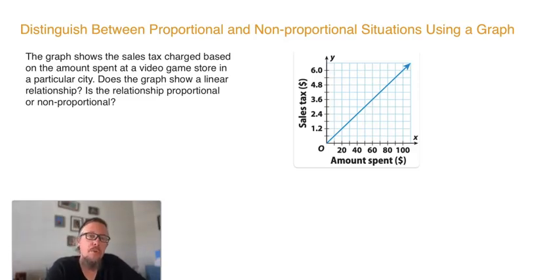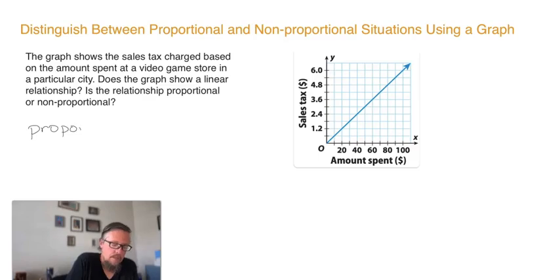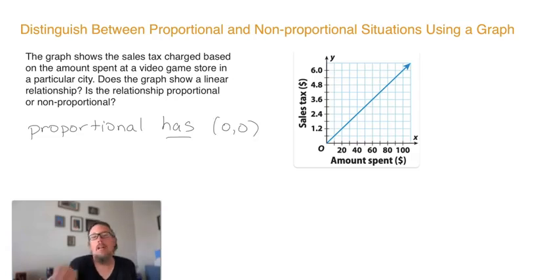If it goes through the origin, meaning if the relationship contains the point (0, 0), it is a proportional relationship. So proportional relationships contain (0, 0). Proportional has (0, 0), the origin. Non-proportional doesn't.